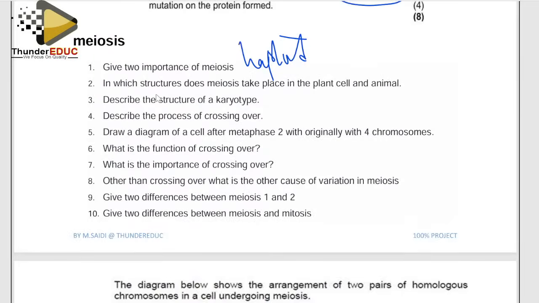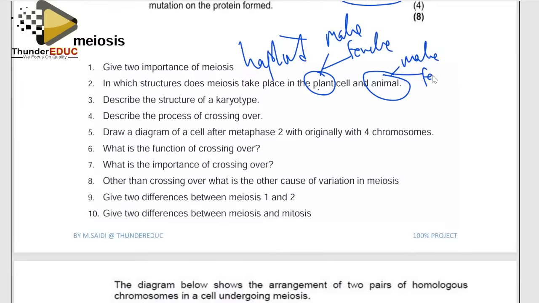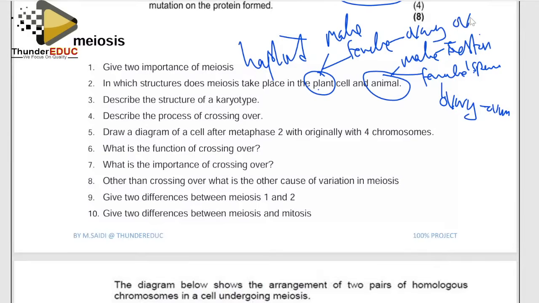Which structure does meiosis take place in plants? In plants and animals, remember, there are males and there are females. In animals, the female, it occurs in the ovary, to produce ovum. In males, it occurs in the testes to produce sperms. In females, it occurs in the ovary, for the case of plants, to produce ovules.